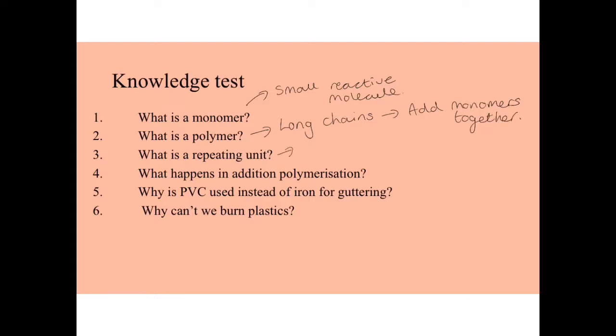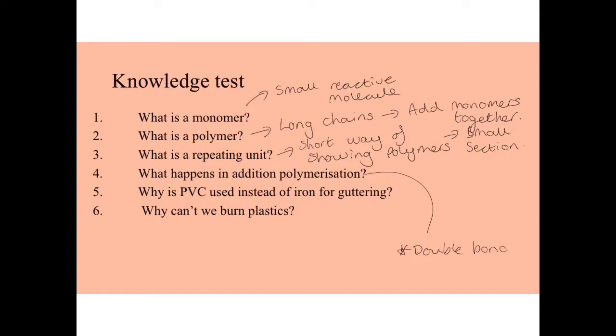What's a repeating unit? A repeating unit is a shorter way of showing it, so it's a small section. Okay, what happens in addition polymerization? So the double bond's broken, new bonds form, and it forms long chains.